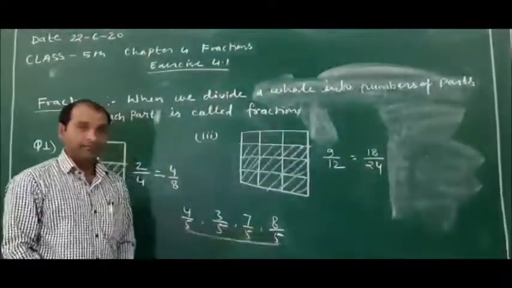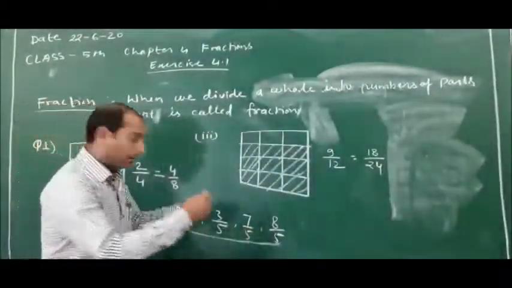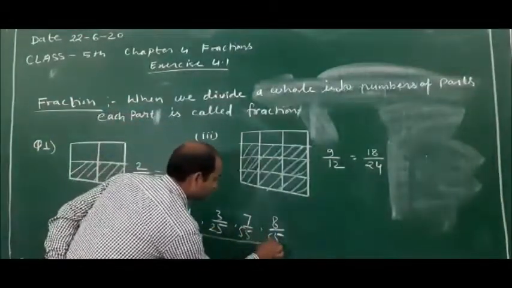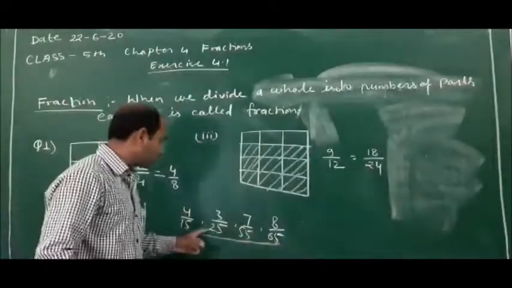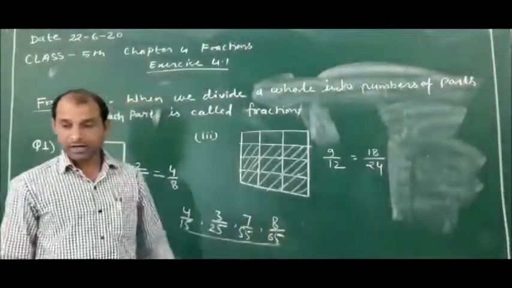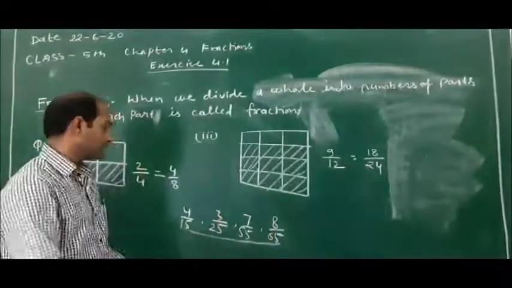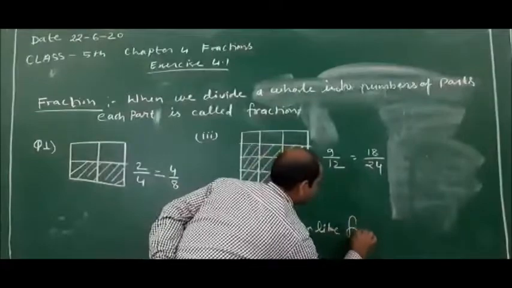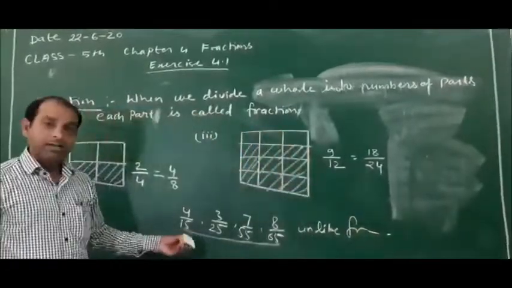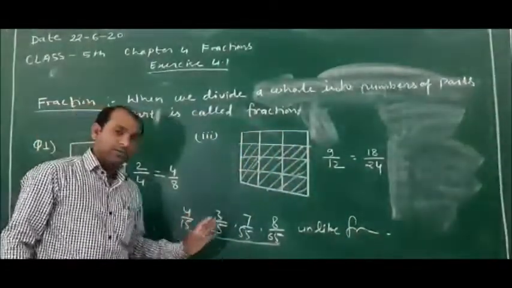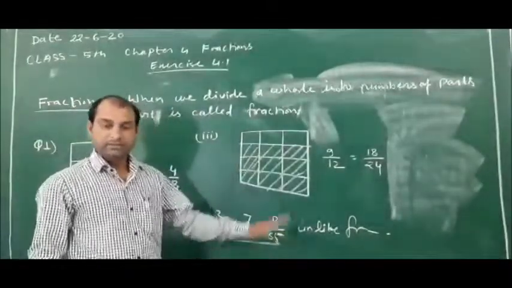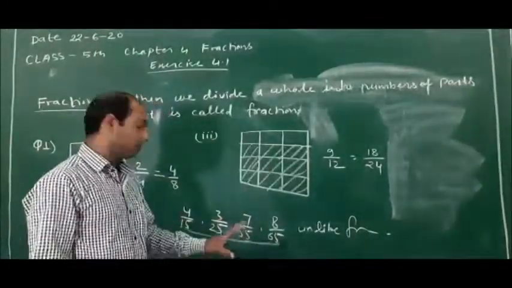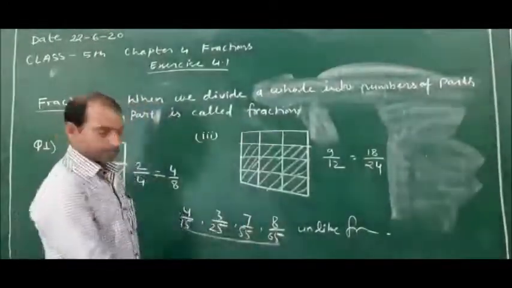These are like fractions. If all the denominators are unequal, if all these denominators are unequal, means different denominators, these are unlike fractions. If all the denominators are equal, then this is like fraction. If all the denominators are unequal, then these are unlike fractions.